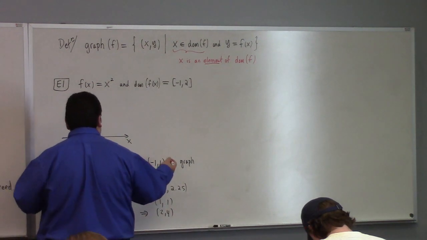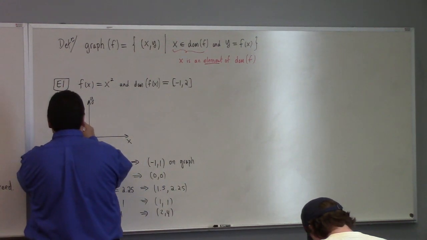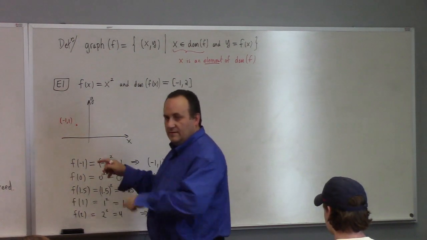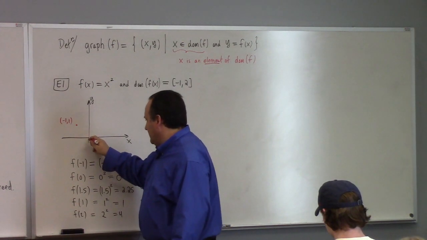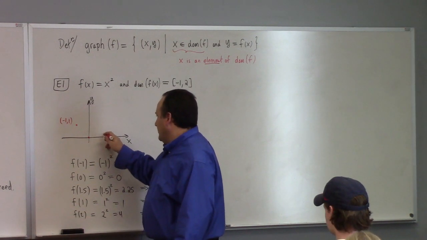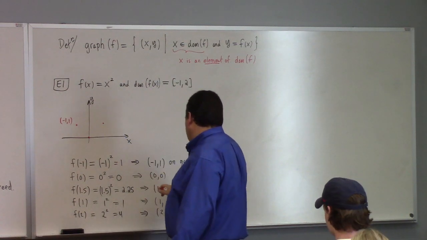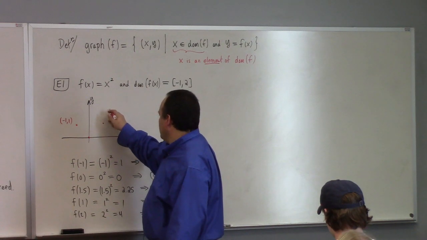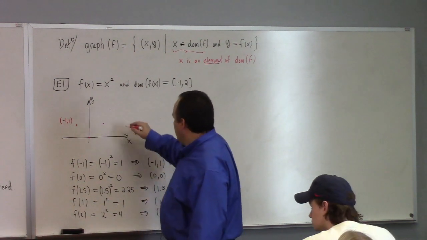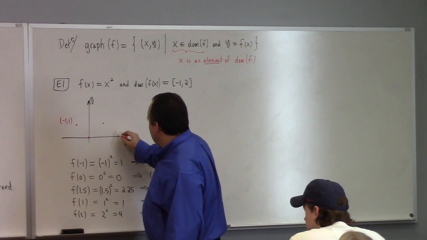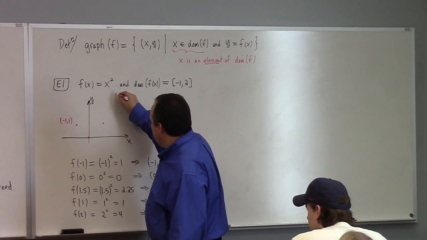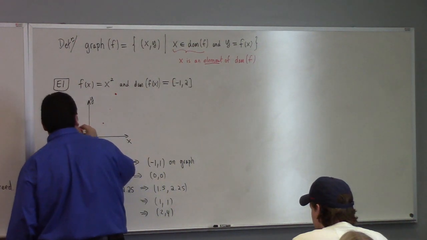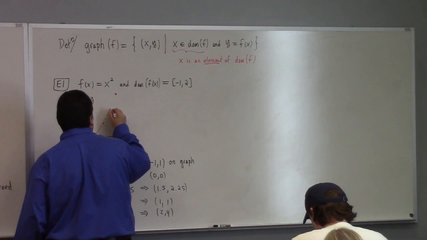So like -1, 1 would be here. That's that point, right? The origin is here. 1, 1 is over here. Michael's 1.5, 2.25 is roughly here-ish. And then 2, 4 is like here. I don't know, I'm not very good at that. Anyway, up to the limits of my artistry, the graph looks something like this.